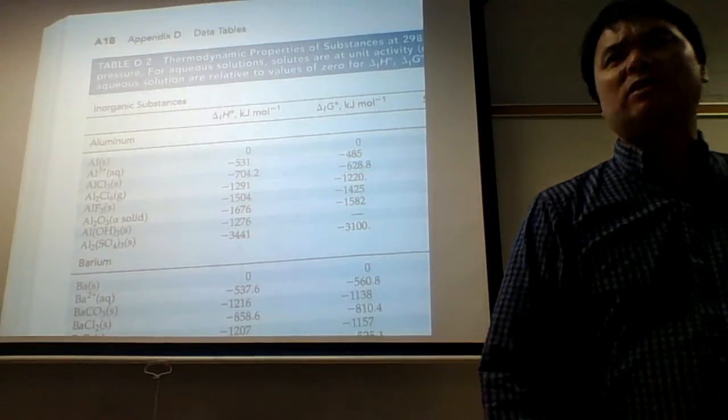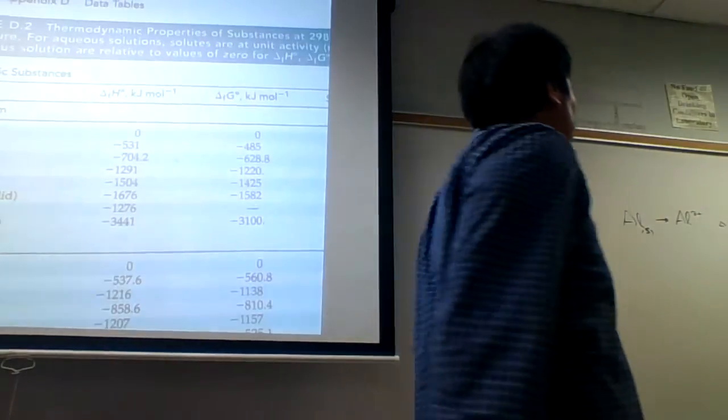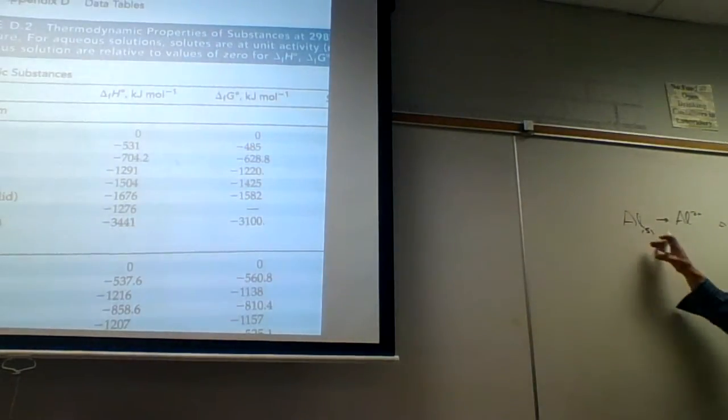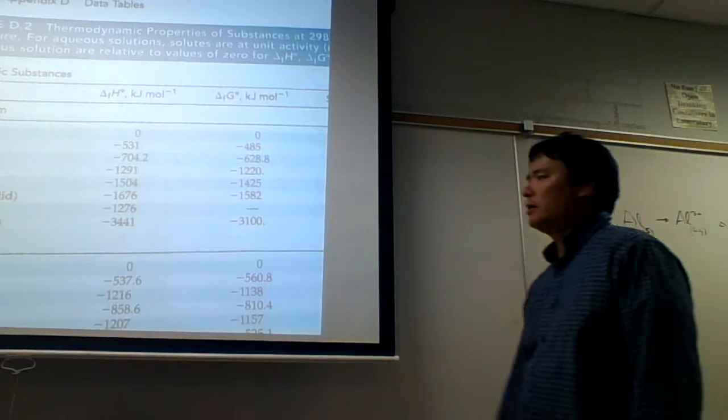Do you think that's going to be 0 energy? No. I mean, you have to break apart the aluminum crystal, the metal. Then you have to strip electrons, and then you'll have to dissolve it in water because this goes to aq. And so here we see that delta H of formation for Al3+ is minus 531. Minus 531 kilojoules per mole of Al3+ that's formed.